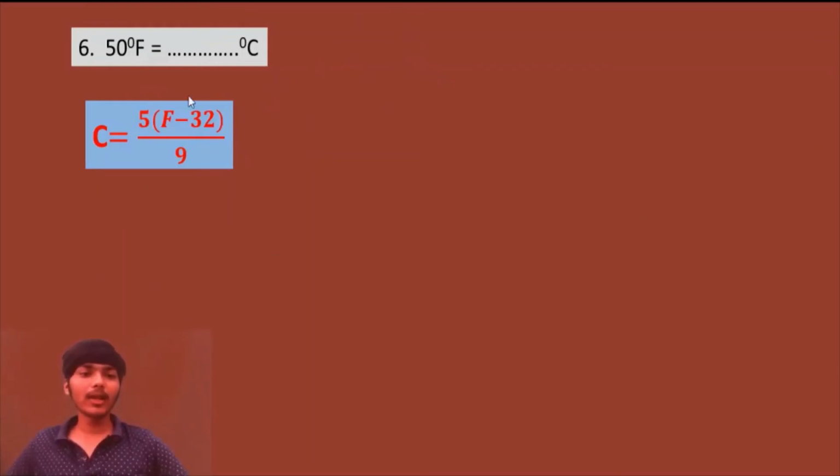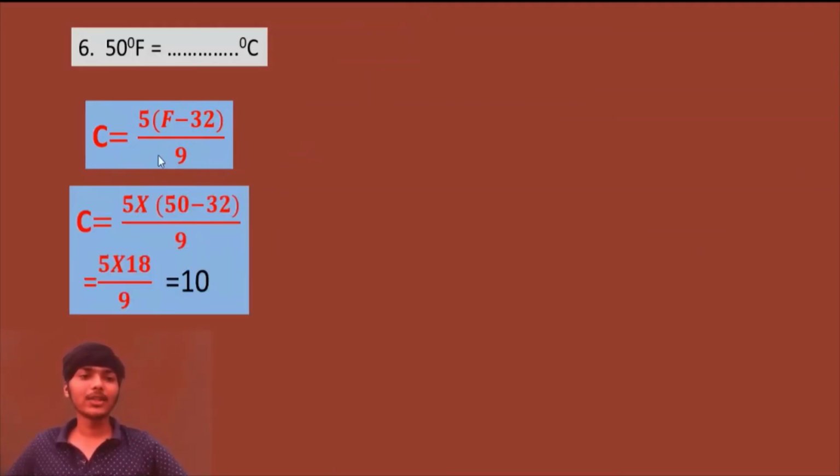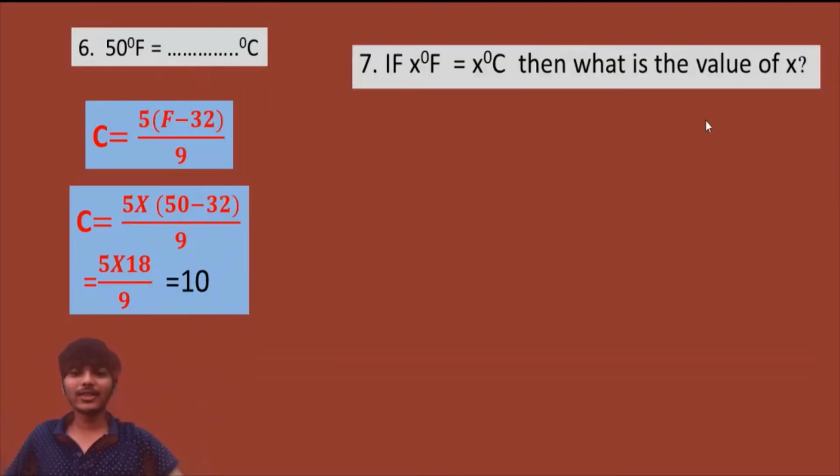We know the formula relating C and F: C is equal to 5 times (F minus 32) by 9. Substituting 50 in place of F, we get 5 into (50 minus 32) by 9. That is 5 into 18 by 9, which is equal to 10. So 50 degree Fahrenheit is equal to 10 degree centigrade. Okay, let's move on to the seventh question.